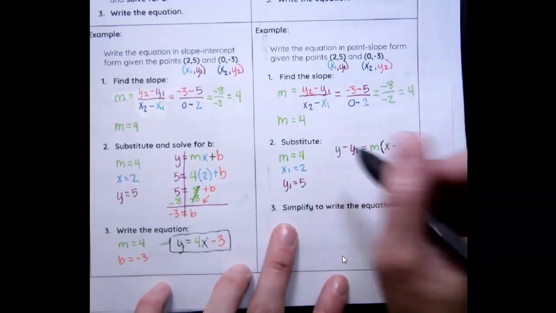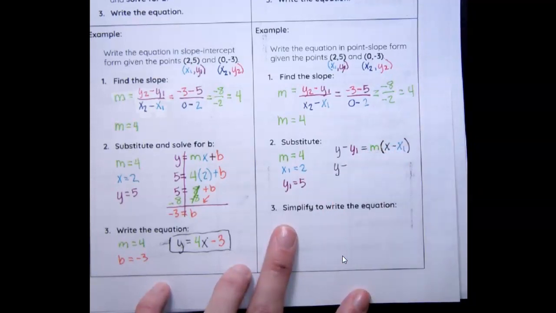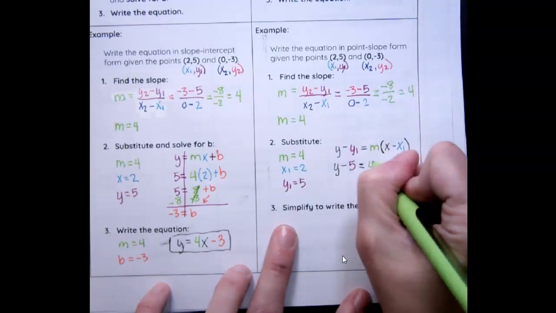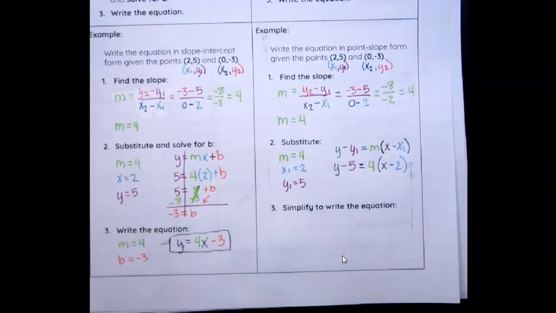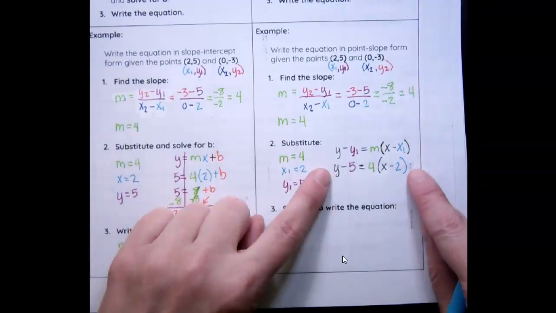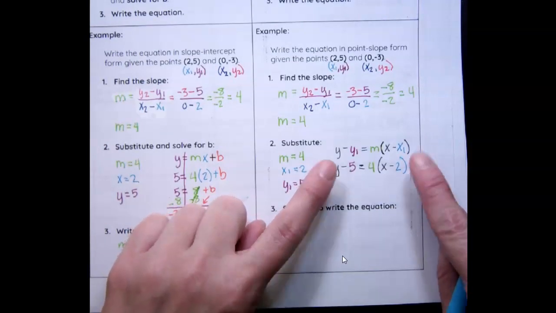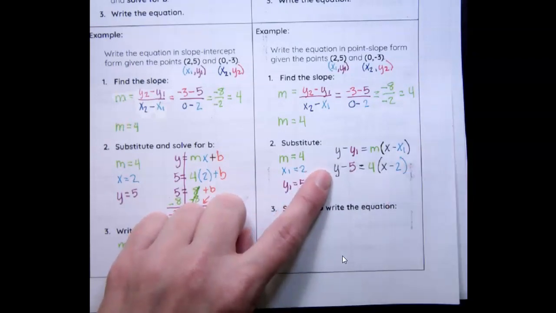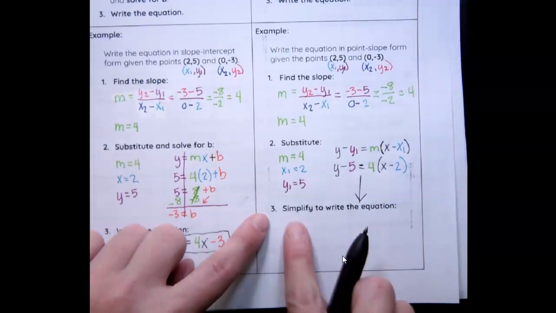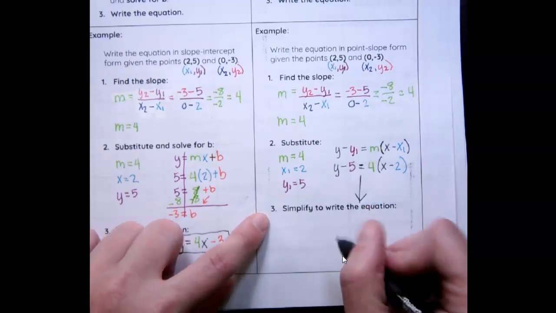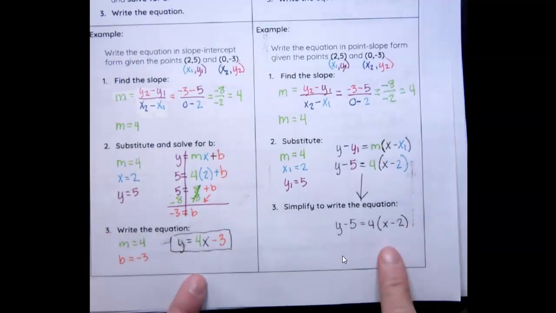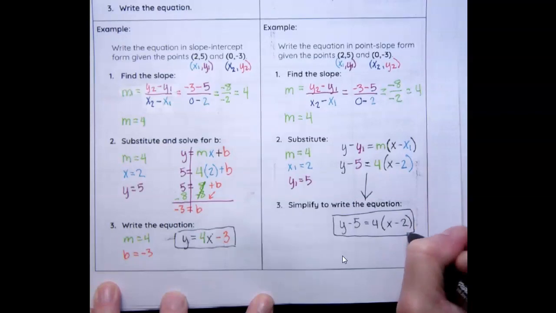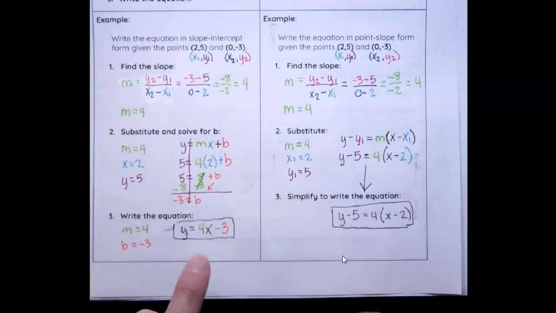So now we're just going to simply plug in or substitute. So y minus y1, we have y1 is 5, equals the slope, which is 4, times x minus x1, which is 2. Okay, now on this one, we don't have any double negatives. So we're actually done here. This is our answer. So I'm just going to bring this answer down to this last step. See how it says simplify to write the equation? Well, it's already simplified, so we're just going to copy it down. So y minus 5 equals 4 times x minus 2. Okay, so both of these equations represent the same line, but they are written differently. All right, hope you guys got that.